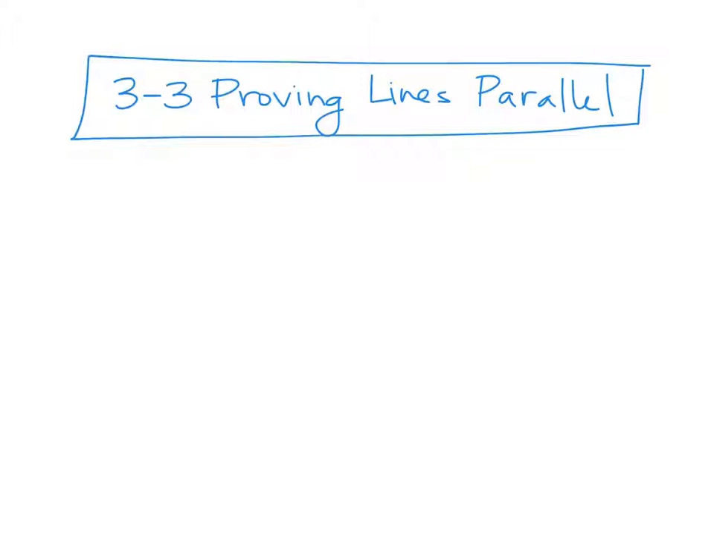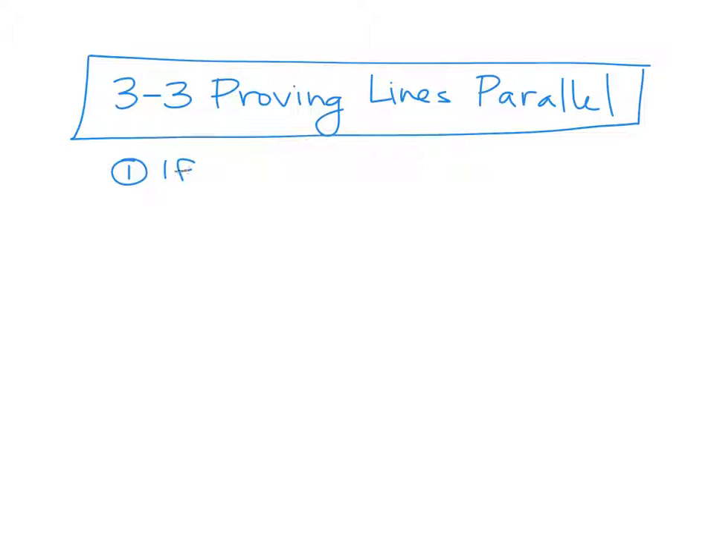In 3.2, in yesterday's lesson, we said if the lines are parallel, then fill in the blank. Alternate interiors are congruent, alternate exteriors are congruent, corresponding are congruent, same side interiors are supplementary, right? Those 4 theorems. Today we're going to do the converse of all 4 of those. So we're going to say these 4 statements.